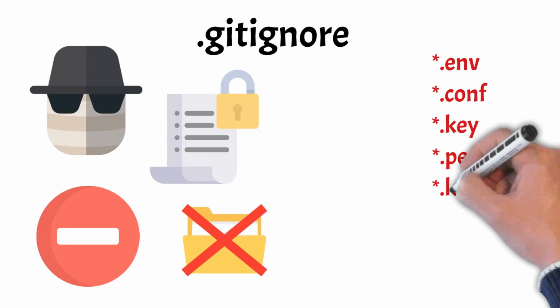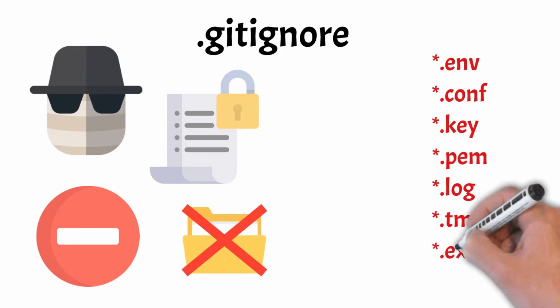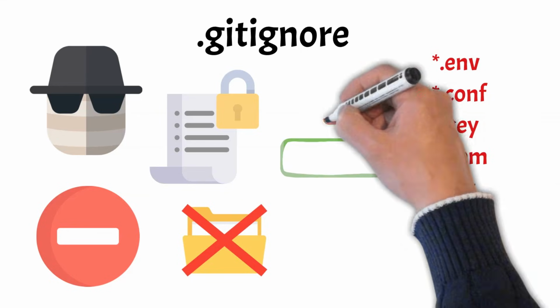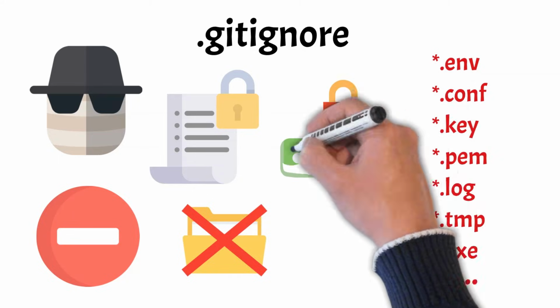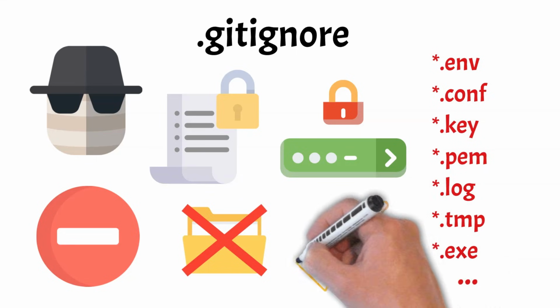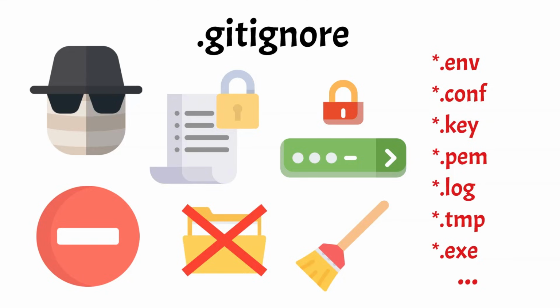passwords and API keys. A typical .gitignore might include entries like .env, .log, or .conf. By keeping these files out of your repository, you avoid unnecessary noise, reduce security risks, and ensure that your collaborators only see the files that are truly relevant. In short, .gitignore helps keep your project clean, secure, and easy to manage.